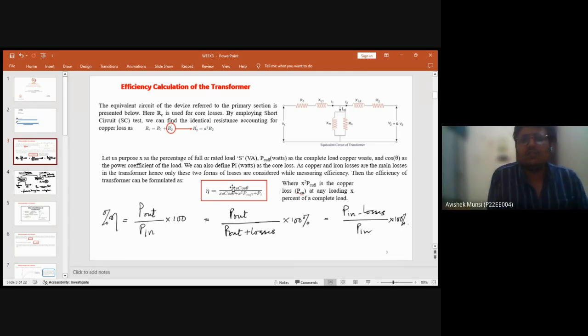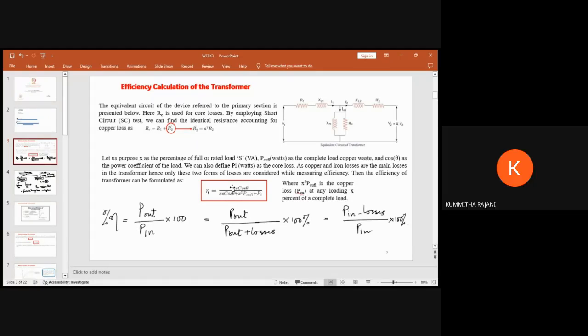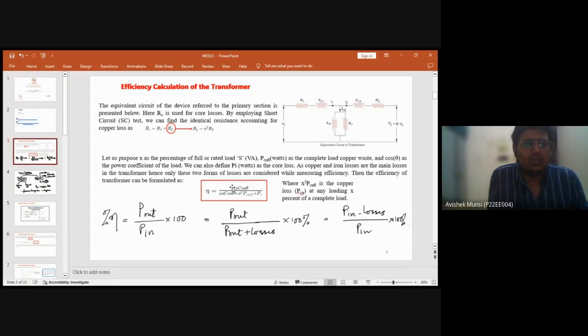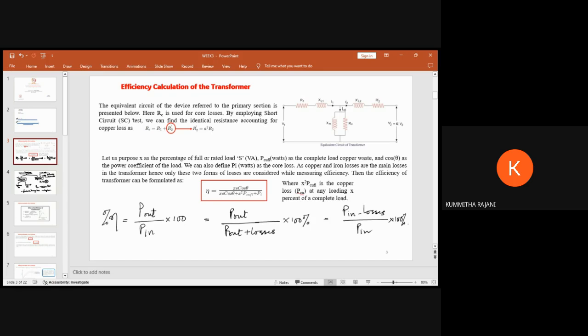Based on that, the efficiency will obviously change, because I square means the losses will change. Basically, load is the current. So if the current is decreasing, then obviously there will be a huge difference in your core loss and copper losses, mainly in the copper losses. Okay, sir. Thank you.